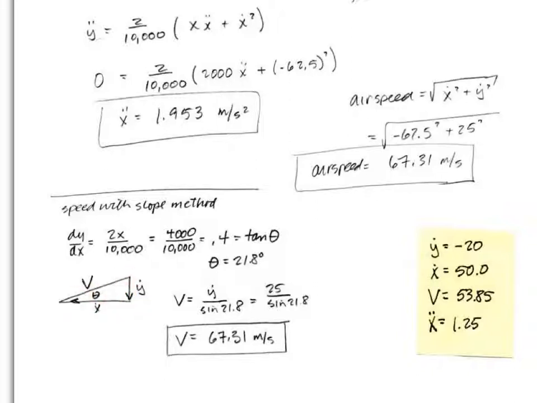Now that you have a little vector triangle, it's pretty easy to say that v is equal to 25 over the sine of 21.8, and you get 67.31. Oh, gratefully, that's the same thing. And if you had the other version of the problem, there are your answers over there.